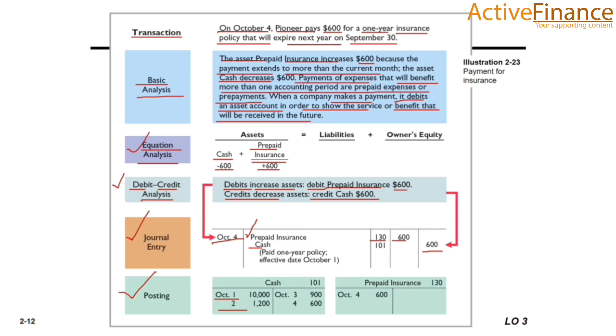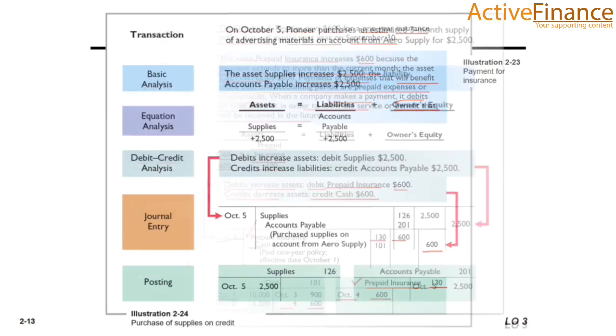So this is the 4th October transaction in which cash decreases by 600. So we will record on the credit side, and we will open a new account titled prepaid insurance, because no such account has been opened in advance. This is the account number, and if prepaid insurance increases, it is recorded on the debit side, as we did in the debit and credit analysis. So here we will provide 600 on the debit side.